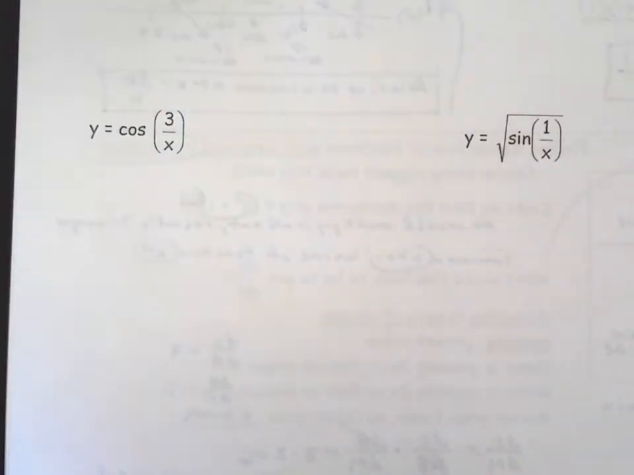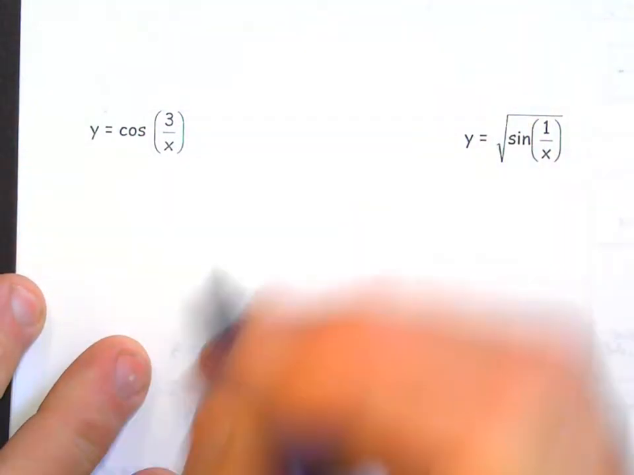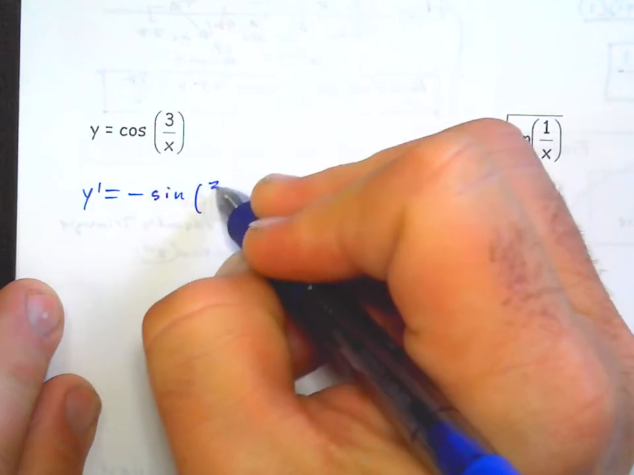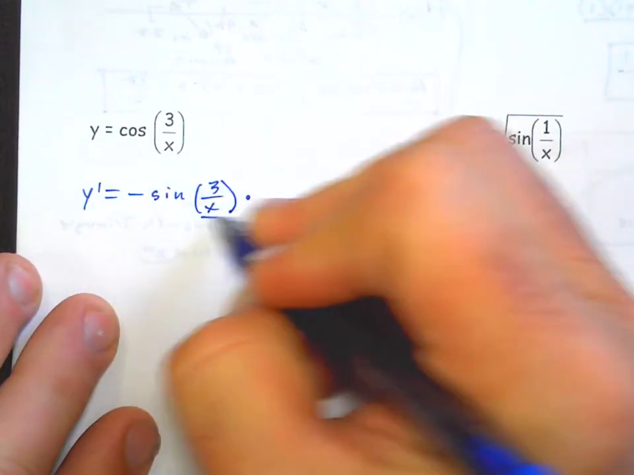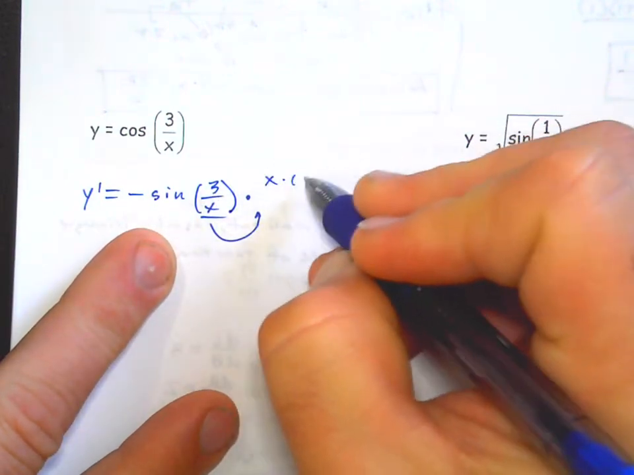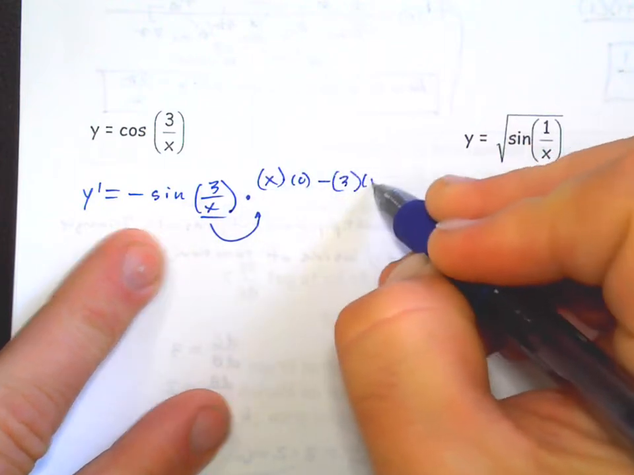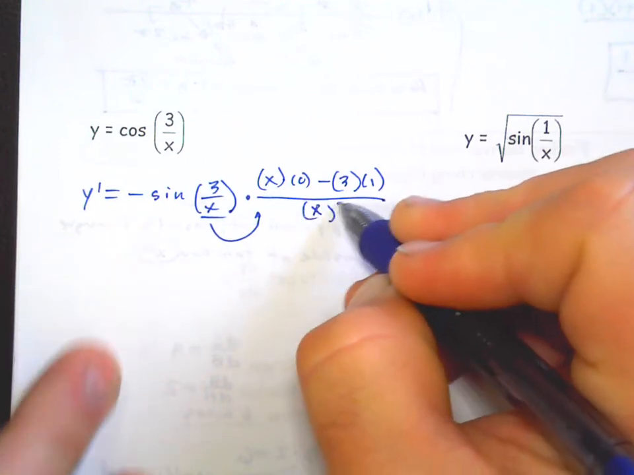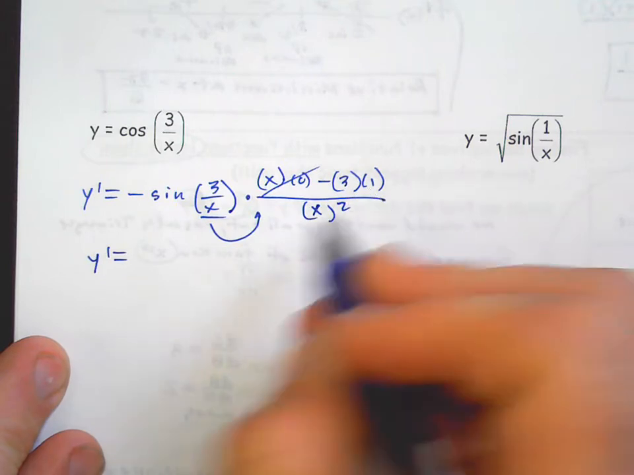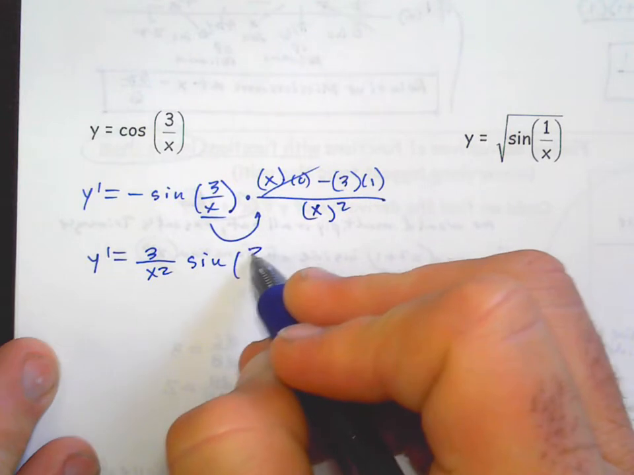All right, next one. Cosine is what's on the outside. So it's going to be negative sine 3 over x times the derivative of what's inside. Now, this would be a quotient rule if we left it the way it is. Low d high is 0, minus high d low, all over low squared. That would go away. Final answer would be positive 3 over x squared sine 3 over x.